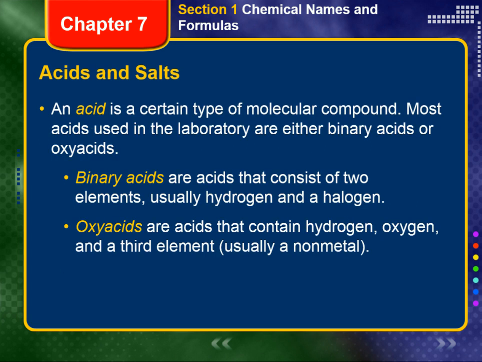Acids and salts. An acid is a distinct type of molecular compound about which you will read more in Chapter 15. Most acids used in the laboratory can be classified as either binary acids or oxyacids. Binary acids are acids that consist of 2 elements, usually hydrogen and one of the halogens. It would be fluorine, chlorine, bromine, or iodine. Oxyacids are acids that contain hydrogen, oxygen, and a 3rd element, usually a non-metal.